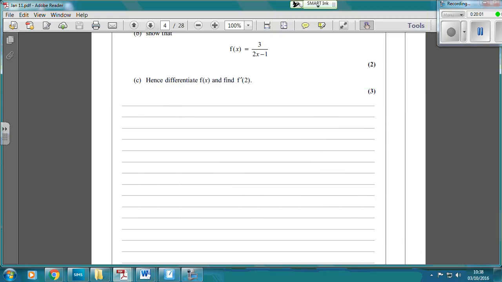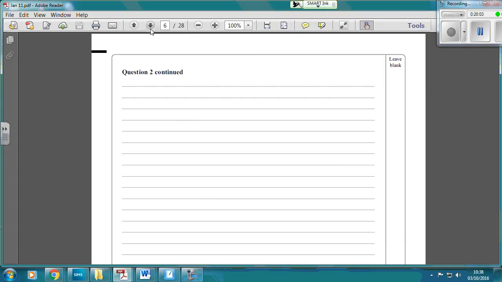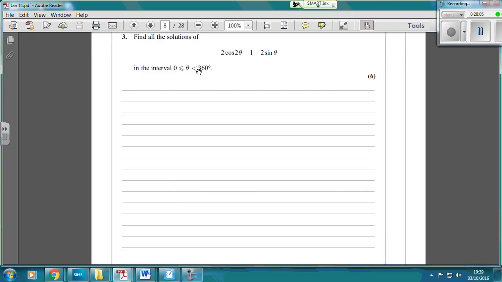Okay, question 2 done. Question 3. Now this is what you've been doing with me in quite recent lessons actually. So we've got 2 cos 2 theta equals 1 minus 2 sin theta. It almost looks like a quadratic. But if you've got a quadratic, you've got to have them all as cos or all as sin.